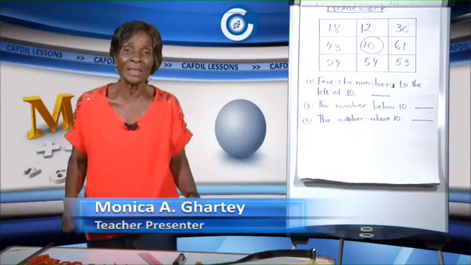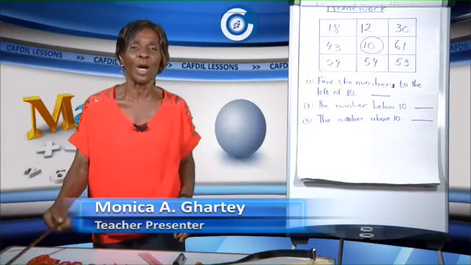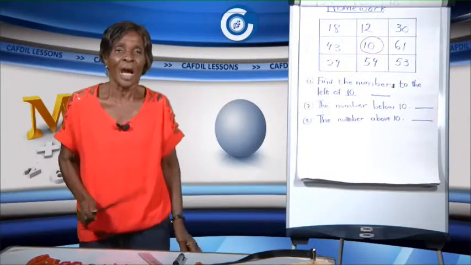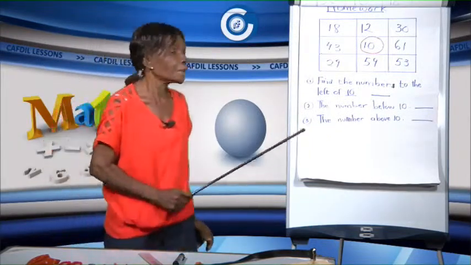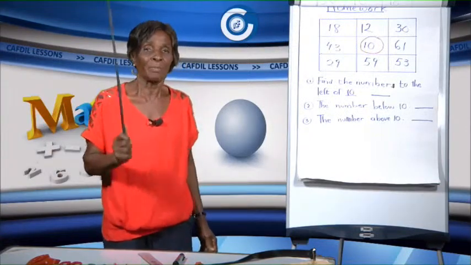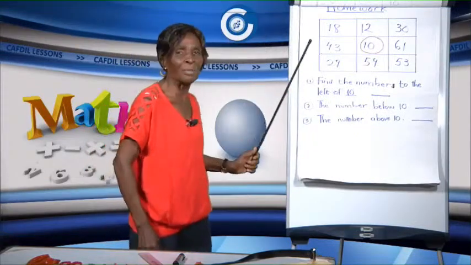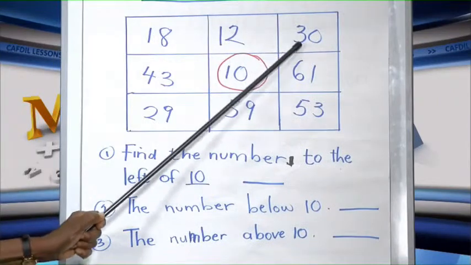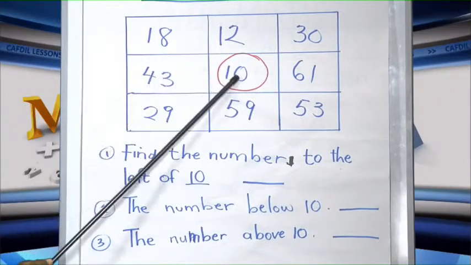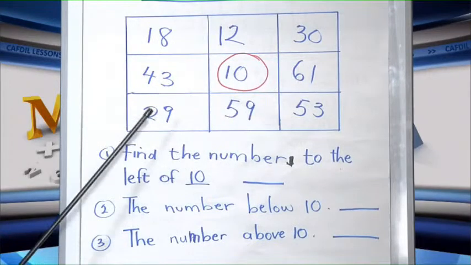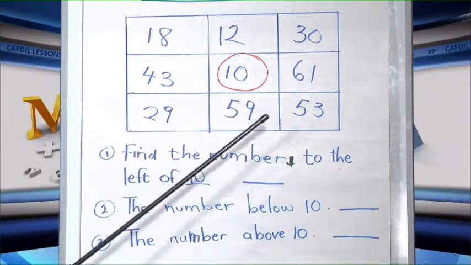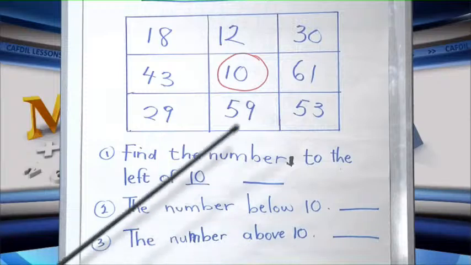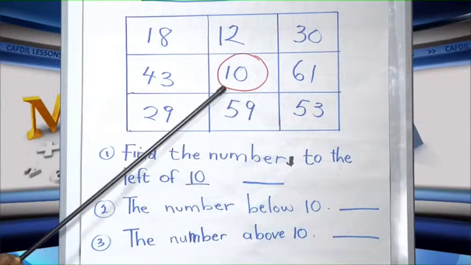But before we start today's work, let's move on to our homework, the work that we did the previous day, and see how we did our homework. Now we're playing with numbers. Let's read our numbers and see. We have 18, 12, 30, 43, 10, 61, 29, 59, and 53. And what's our central number? 10. So we have our central number to be 10.